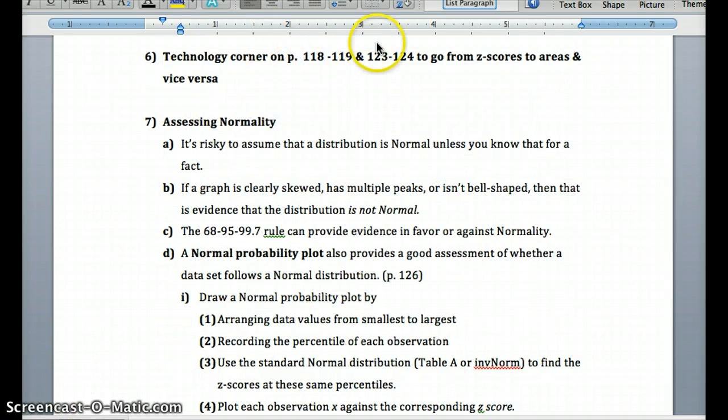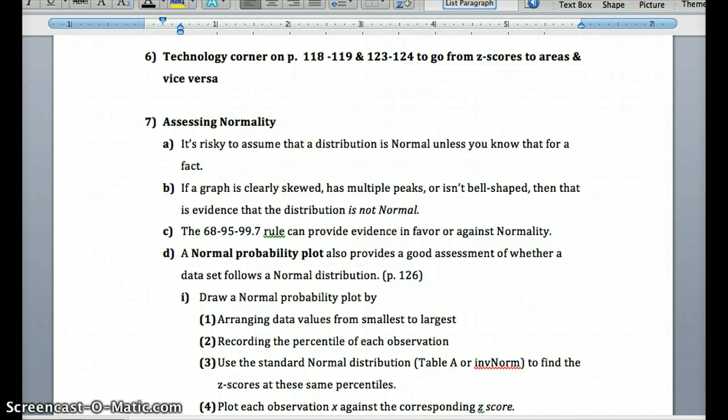Quickly familiarize yourself with the technology corners in this chapter because they'll be very helpful and they'll make your work much easier. So go to pages 118 to 119 and 123 to 124 in your book to look at z-scores to areas and vice versa. They have the printout of the calculator and a nice description of how to use it. So let's look, pause, and then come back once you've seen how to do that.